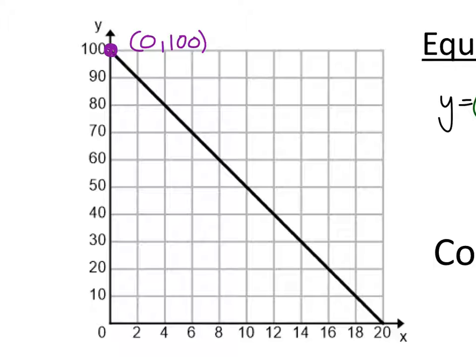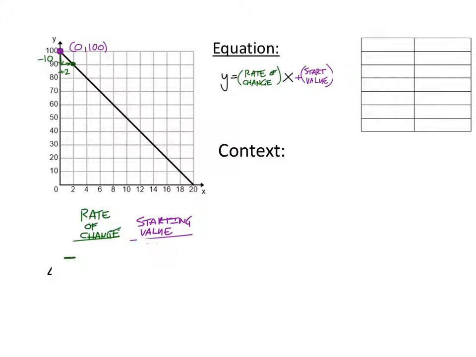And also, the rate of change, I can see this, I've got this point right here. It's going to go down 10, and then to the right 2, whatever these are, because we haven't labeled them yet. So the rate of change for this one was down 10, and then to the right 2, which simplifies to -5. The starting value for this one is 100. So this allows me to make the equation y equals the rate of change, which is -5, multiplied by x, and then plus the starting value, which is positive 100.